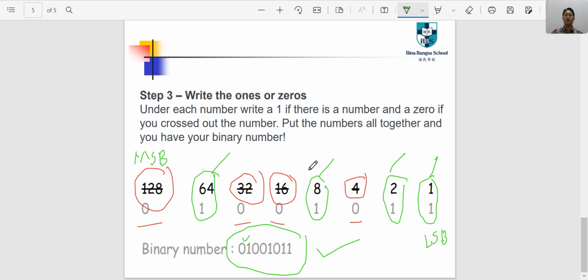Next would be reverting it back from binary to decimal.